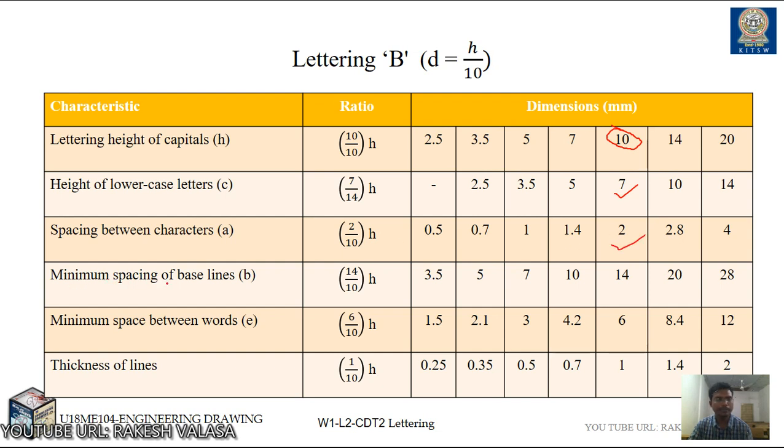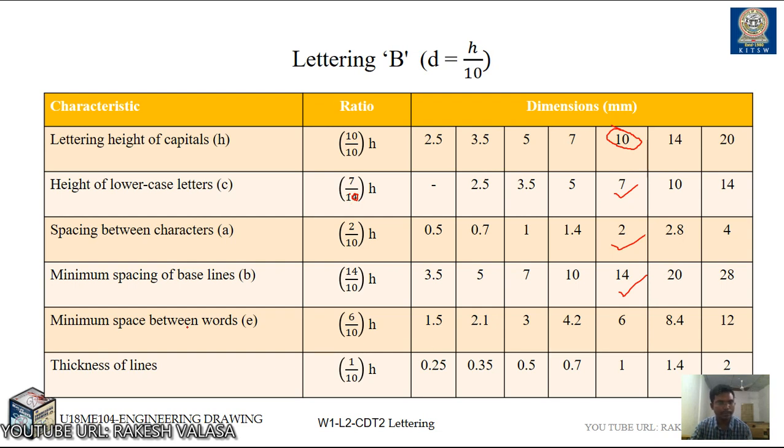Minimum spacing of base lines, 14 by 10 h. H is 10. 10 get cancelled. 14. Minimum space between words, 6 by 10 h. In the second step, height of lowercase letters, this is h by 10, not 14. h by 10. H is 10. 10 get cancelled. That is 7.